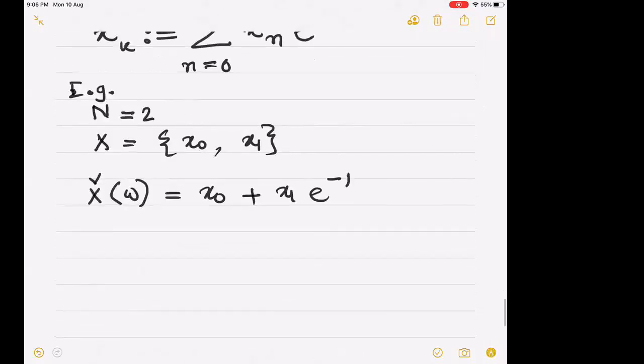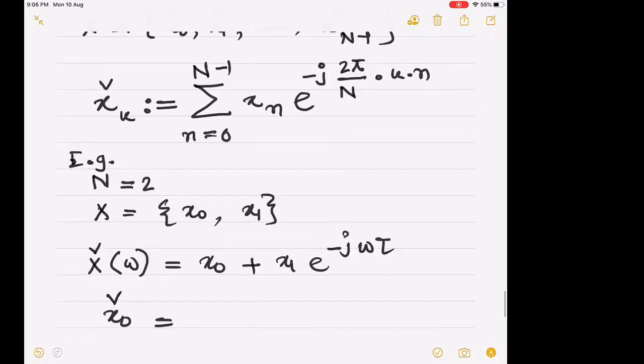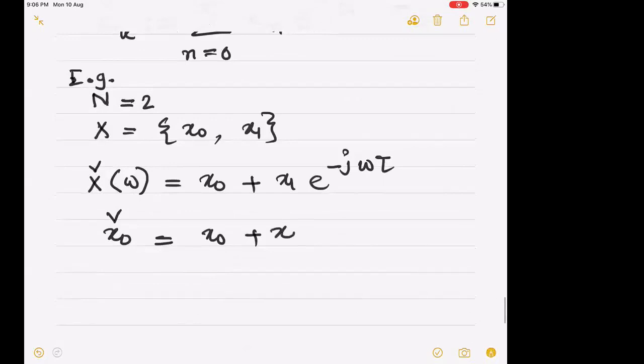In that case, if I try to find x0 check from the formula, x0 check would be x0 plus, so the summation goes from n equal to 0 to 1, right? This is what this is. And then when k is equal to 0, this part is also equal to 0. So therefore this will be just x1.